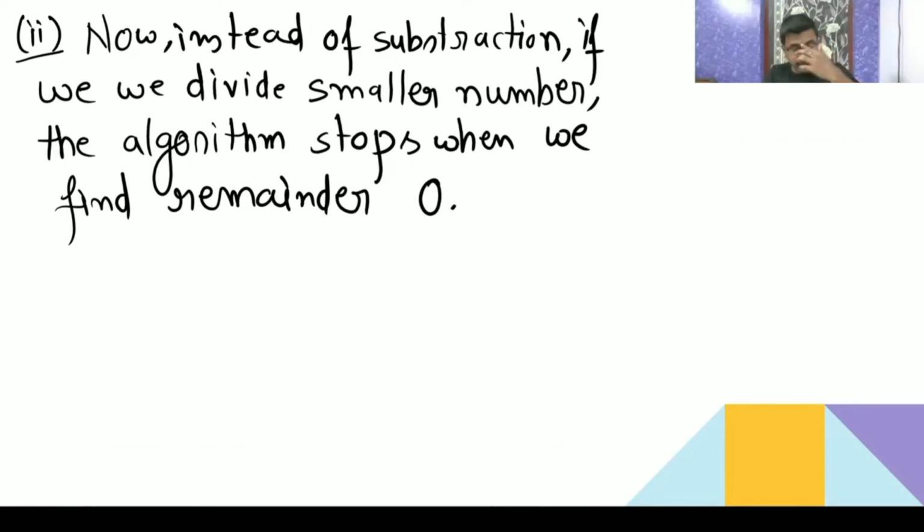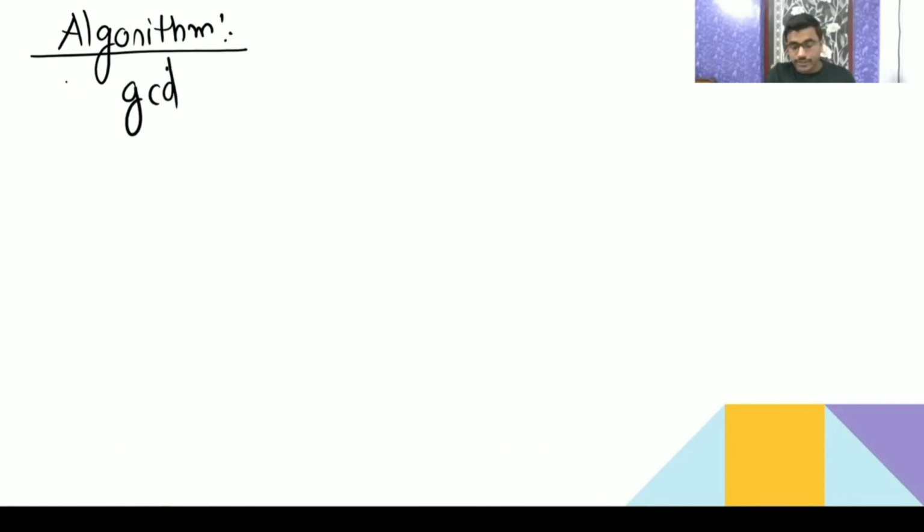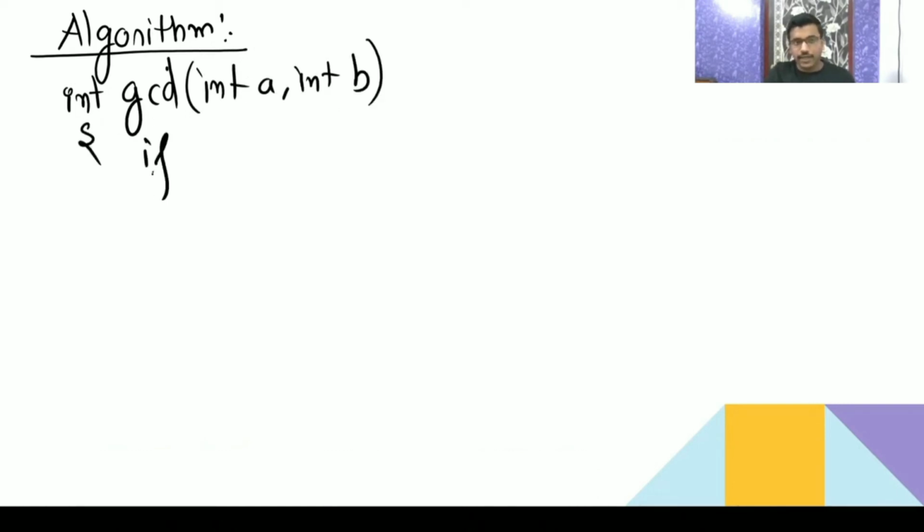Now see the algorithm. Is it done? Can I go to the algorithm now? Now see the algorithm of division. We need to find the GCD, and it is going to return the GCD as an integer type. GCD of int A and int B, where A is your smaller number. If A is equal to 0, A can divide B, then return.